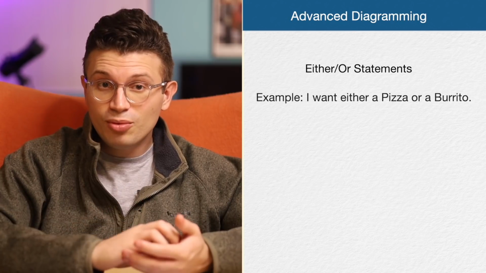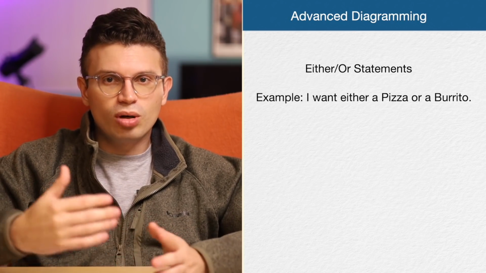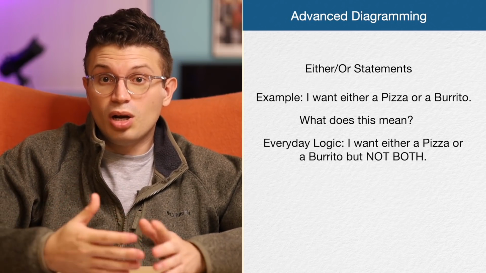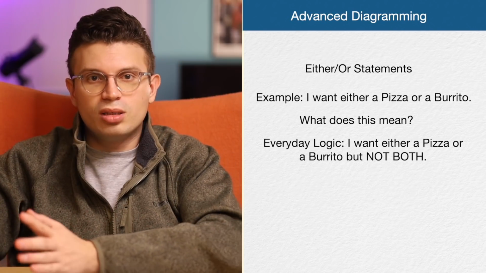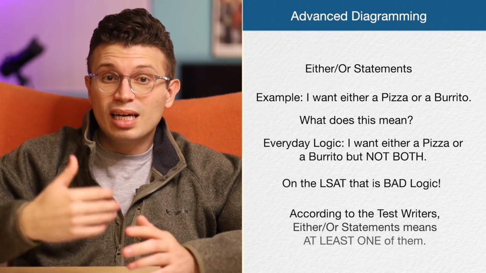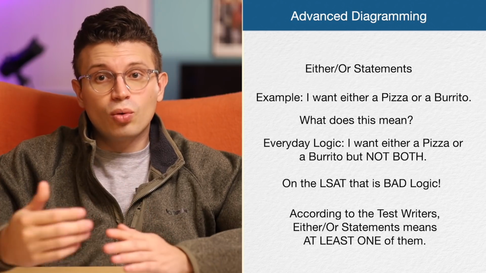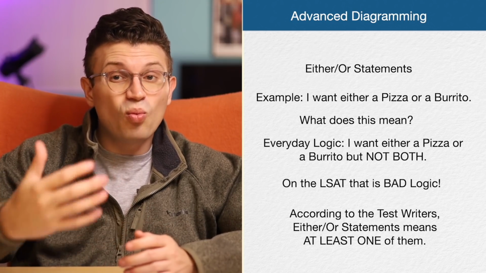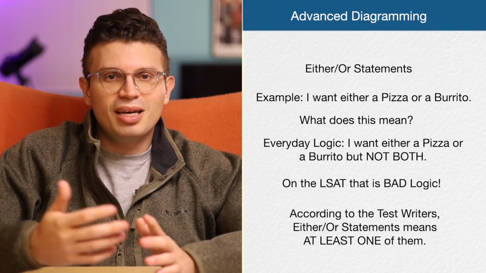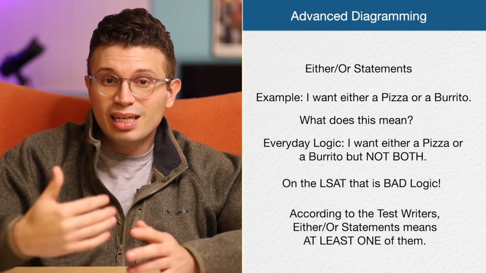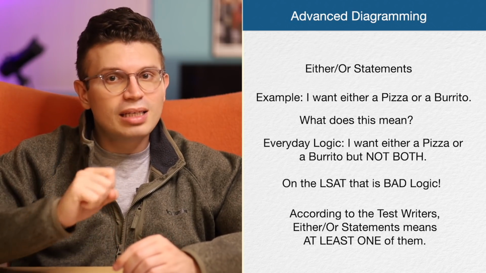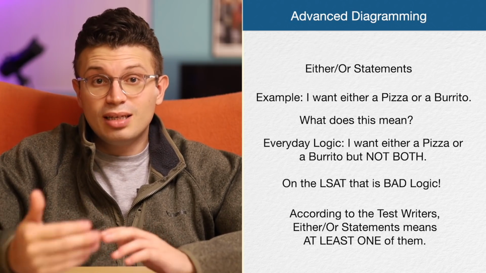Okay, we're going to take this example. I want either a pizza or a burrito. What does this mean to you guys? All right, well, in normal everyday life, this means I want either a pizza or I want a burrito, but not both. On the LSAT, that is bad logic. According to the test writers, when you see an either-or statement, it just means we have at least one of them. So according to my test, I can have both pizza and a burrito. Yay, right? So how does that help us in conditional logic? Well, that definition of we have at least one of them tells us something, and it actually tells us something conditional.